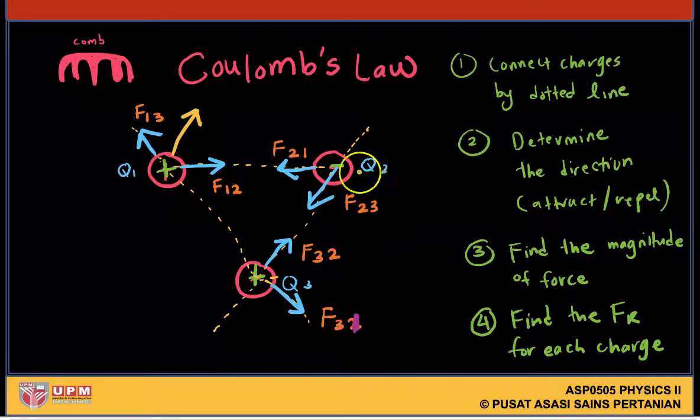And my resultant force for Q2 should be between F21 and F23, so it should be over here. I don't know the magnitude yet, and I don't know the angle specifically, but I just want to know in general where my resultant force should be located. The same case for charge Q3, the resultant force should be in between my forces. If I were to label this, this is F1, my resultant force acting on charge Q1. This is F2, and this is F3.